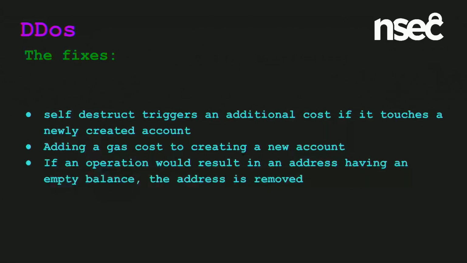So eventually the community debates, they come together around a series of fixes. These fixes are that the self-destruct opcode will trigger an additional cost if it touches a newly created account. It adds a gas cost to the creation of a new account. And if an operation would result in an address having an empty balance, that address is removed. And once these changes are included in the protocol, core devs deploy a series of contracts that replicate this counter call behavior of the attack. They're poking each account in order, starting from 0, and prompting the protocol to notice that they're empty and delete them. Sadly, this slowed down the network as much as the DDoS itself.